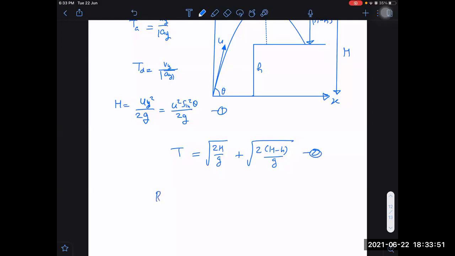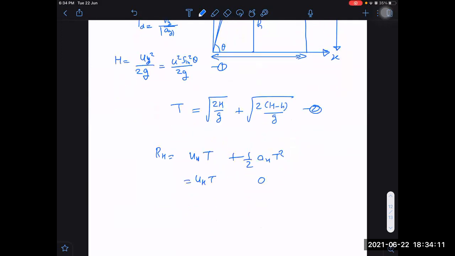What is the range now? Horizontal range. Always remember, horizontal range is u horizontal into T. Very good, very good. Horizontal range is just u horizontal into time of flight, because it has no acceleration along the horizontal component. This component is zero only. So it is just u horizontal into time of flight, always in forward motion.